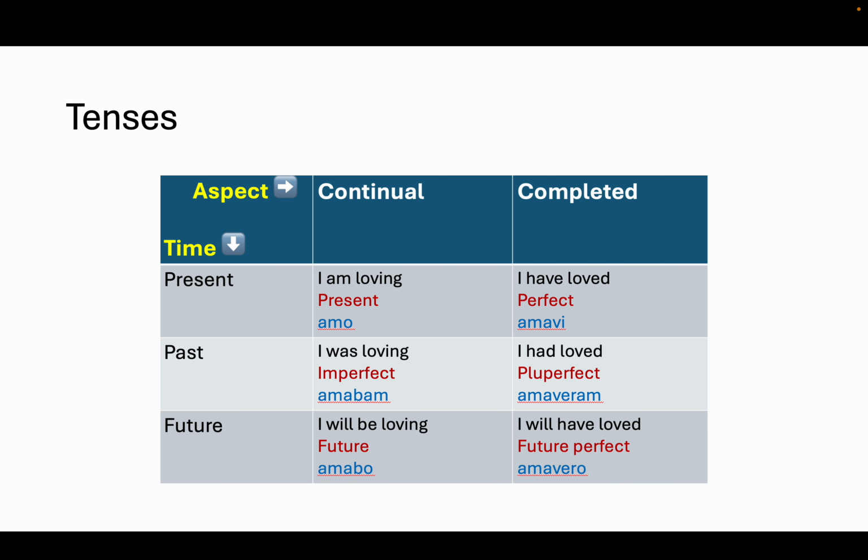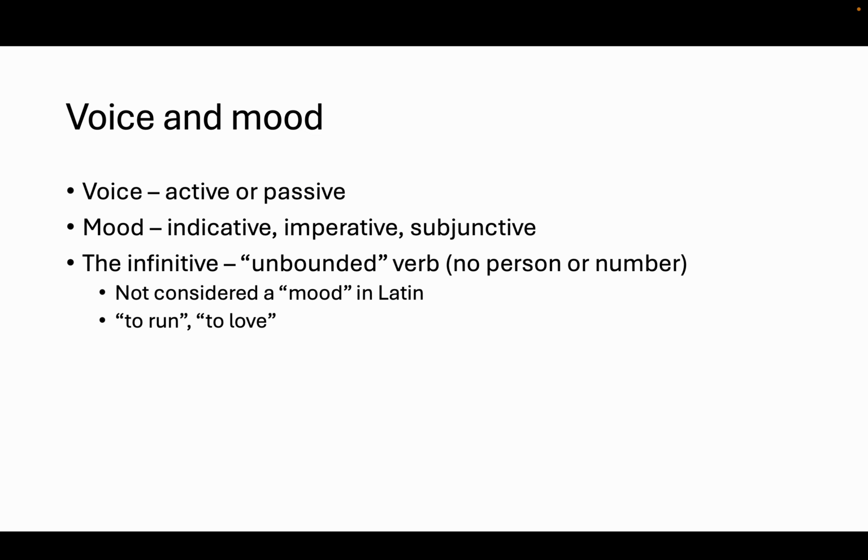The tenses. Remember, in Latin, we've got tense as something that conveys both time and aspect of action. So the aspect can be continual or completed, and a completed action will be one of the perfect tenses, perfect, pluperfect, or future perfect, and the continual action will be the others, and then each of those can be considered as being in the present, in the past, or in the future.